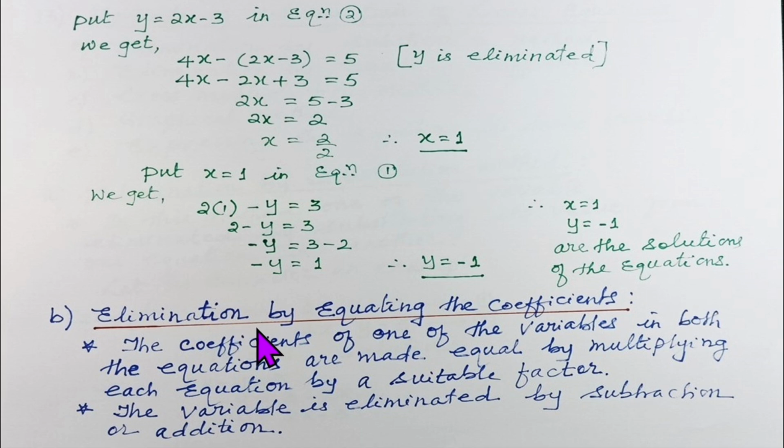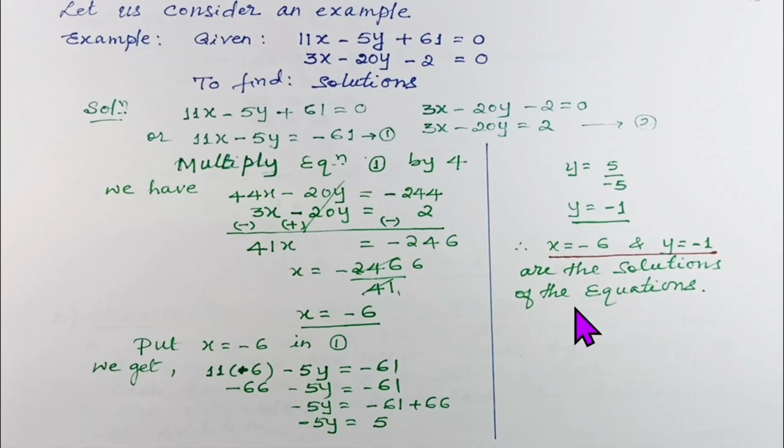Now the second method is elimination by equating the coefficients. The coefficients of one of the variables in both the equations are made equal by multiplying each equation by a suitable factor. The variable is eliminated by subtraction or addition. Now let us consider an example to understand this method.